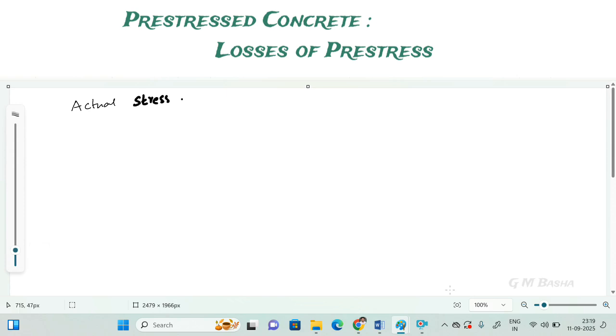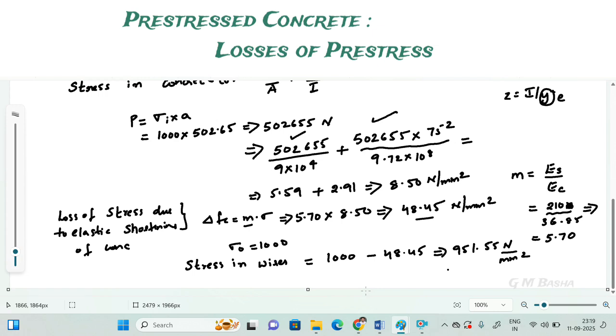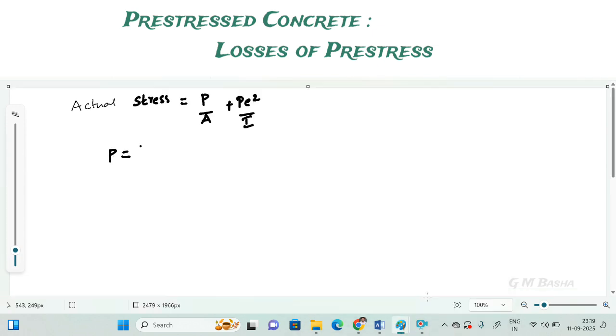So the formula will be P by A plus P square by A. So what about this P value? P equal to stress into area. So how much the stress will be obtained after loss? 951.55. Again, the area of the steel wires will be 502.65 mm square. So how much you will get if you simplify? That is 478296. So calculation is very important.